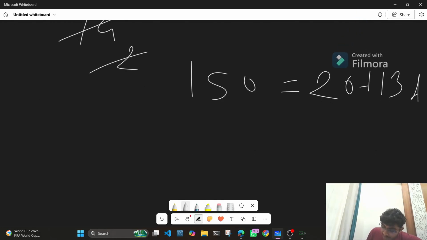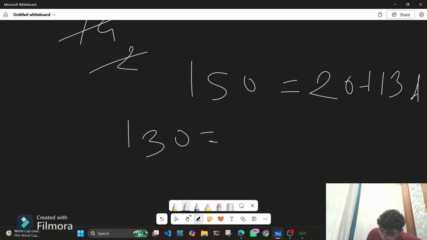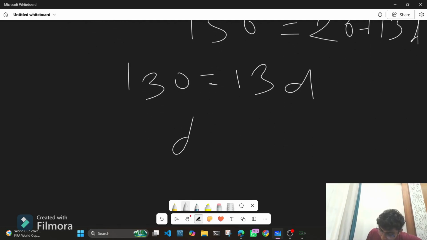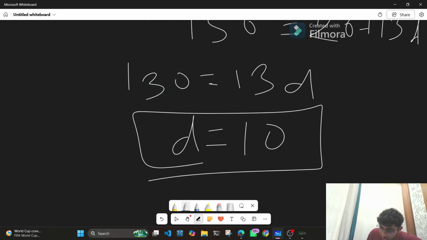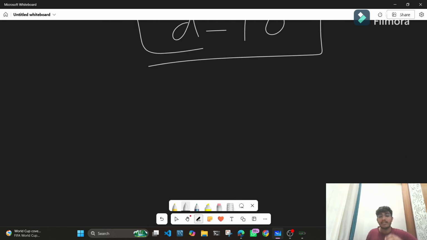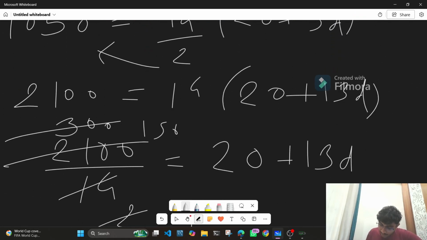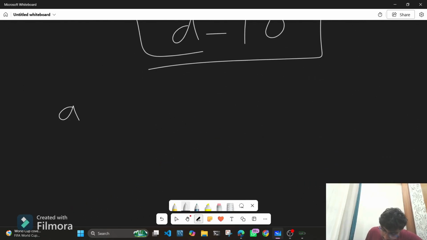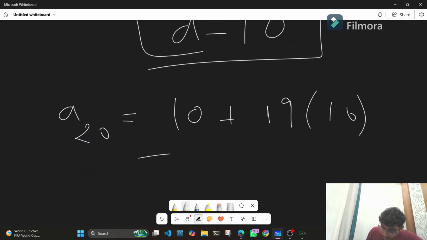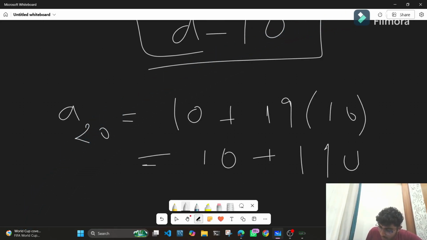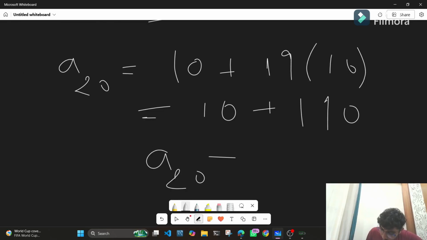Now if I send 20 to the other side, I subtract 20 from 150 and get 130, so 130 is equal to 13d, and therefore d is equal to 10. So we have got the value of d. Our answer is not yet finished because we need to find the 20th term. The 20th term is a plus n minus 1, that is 20 minus 1, 19, into 10. So it is 20 plus 190. Therefore the 20th term is 200.